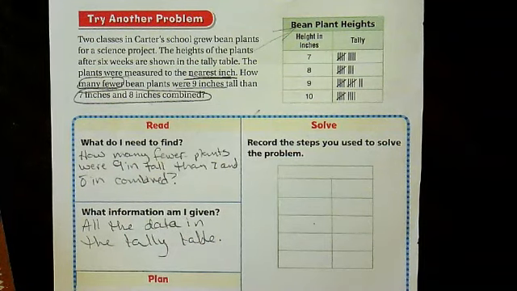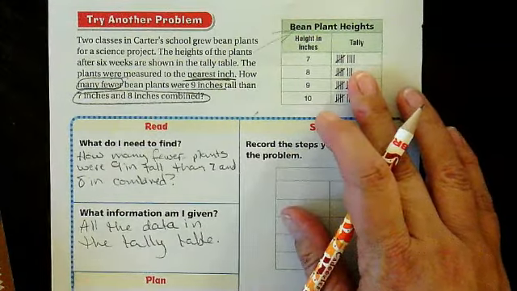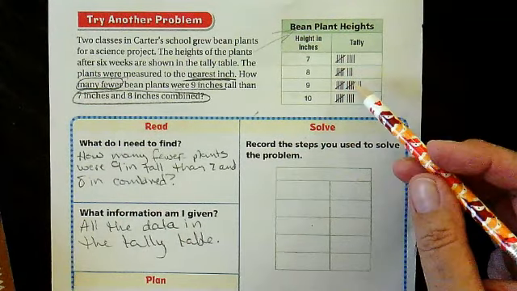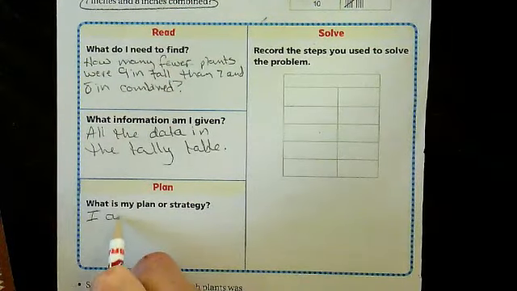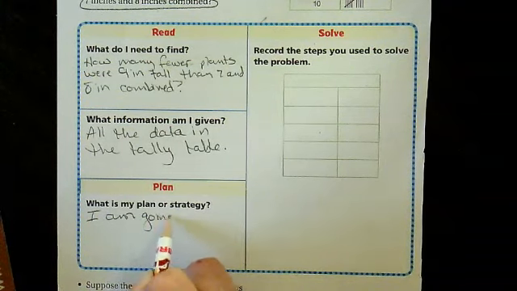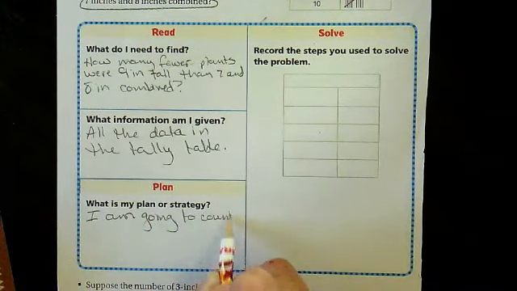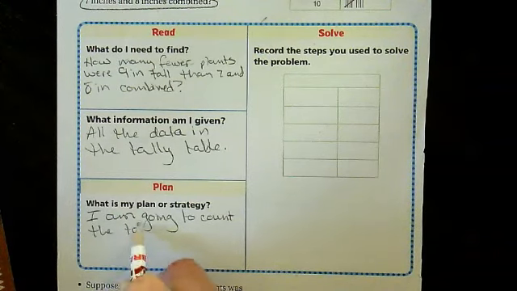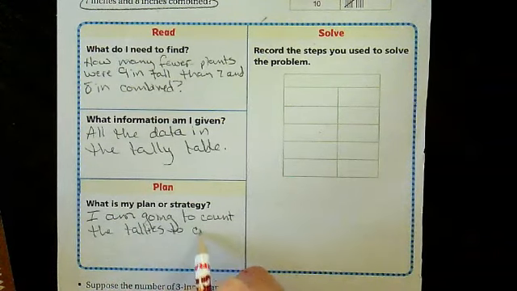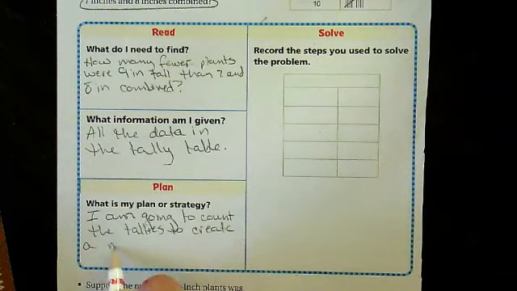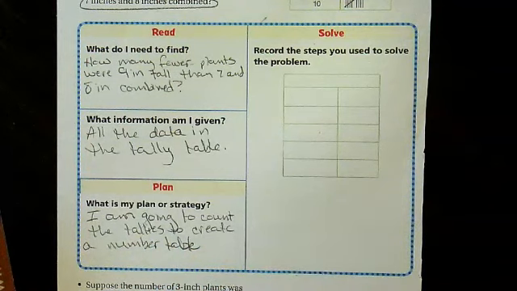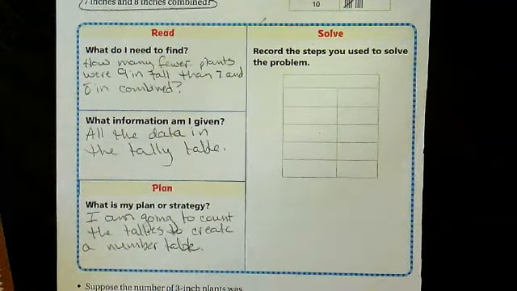So what is my plan? Well, I don't mind using tally marks, but it's a whole lot easier to subtract numbers from each other than tally marks from each other. So what is my plan or strategy? I'm going to count the tallies to create a number table. Just like we used on the last page, we're going to create a number table. So let's look at this. That's what we have there.